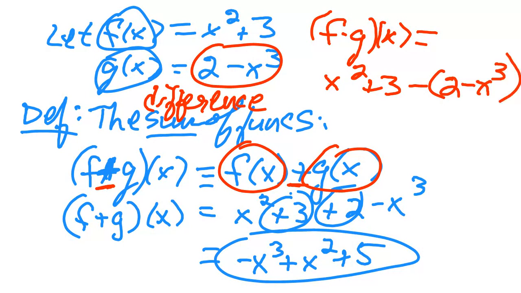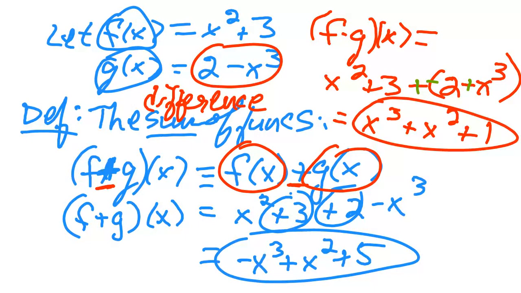Okay, and then of course, what can we do with subtraction? We can add the opposite and change those signs in there. And then if I wanted to kind of change this up, what would that be? It would be a positive x cubed. So this is going to equal a positive x cubed plus x squared, and then plus 3 minus 2 is going to be a plus 1. So that would end up being x cubed plus x squared plus 1.